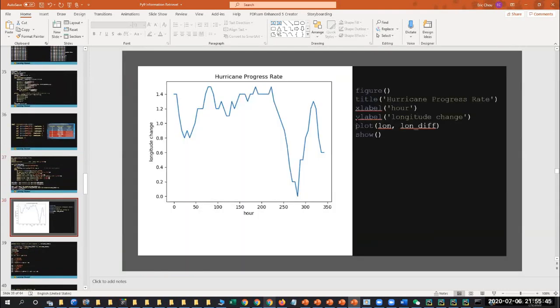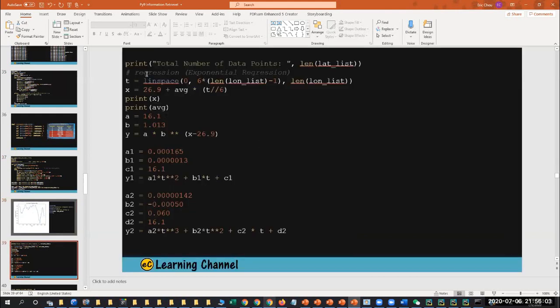And then I try to calculate the difference of the latitude and longitude and the time difference to find out the rate of change. Okay, rate of change. And then we start to use a quadratic equation to do checking.